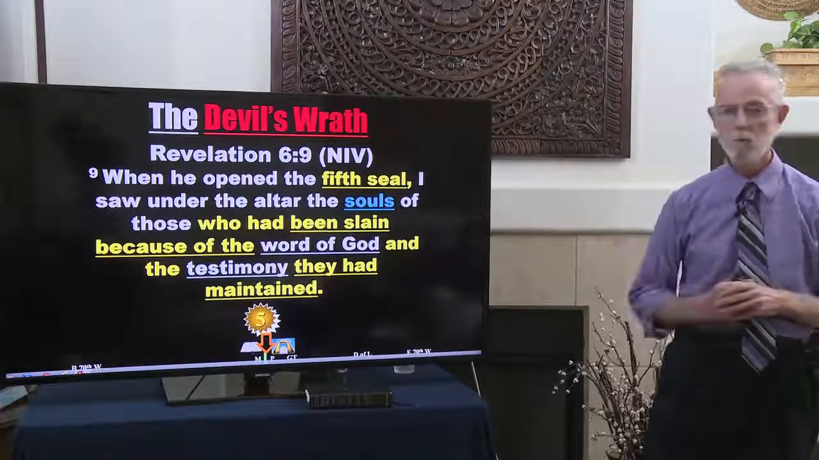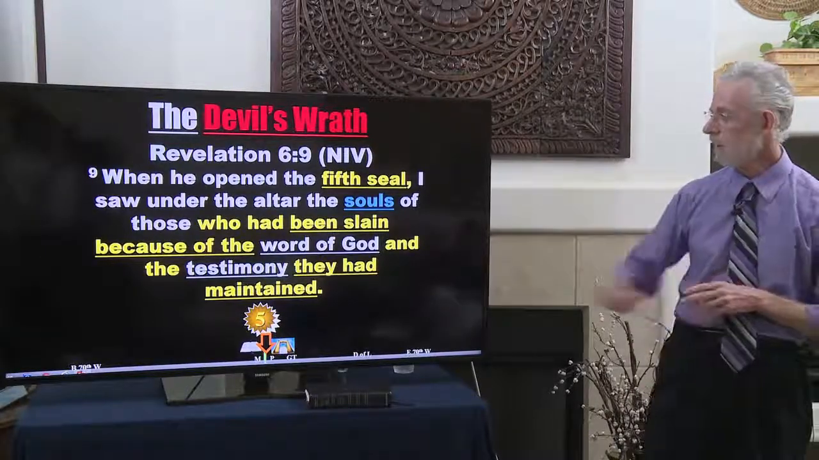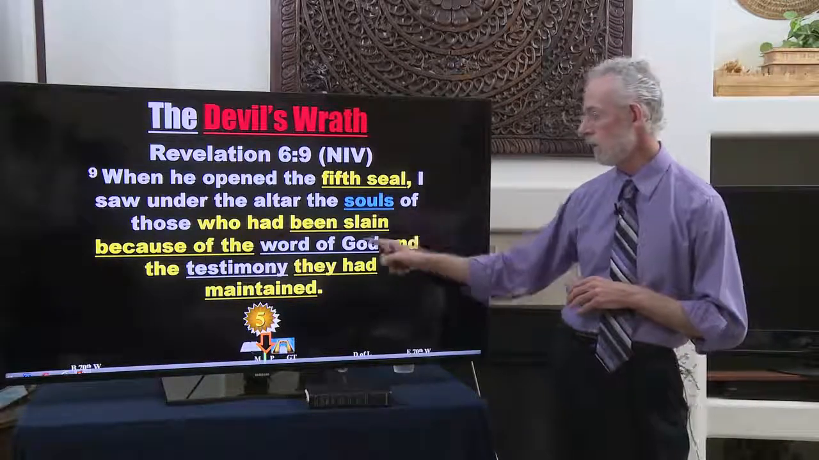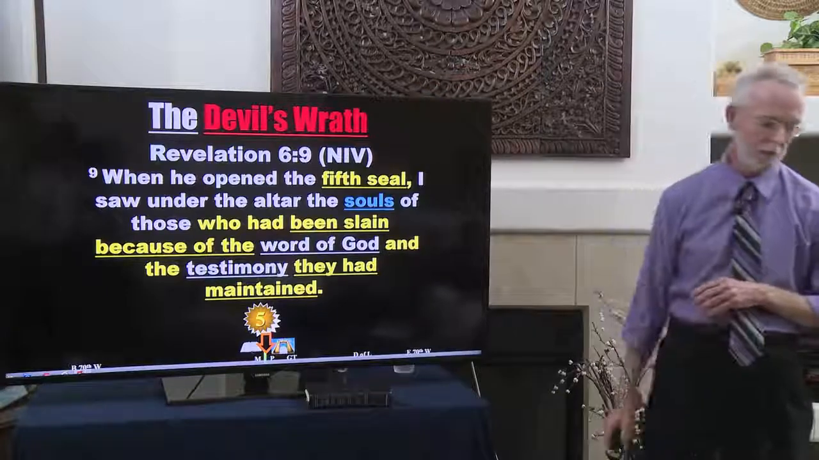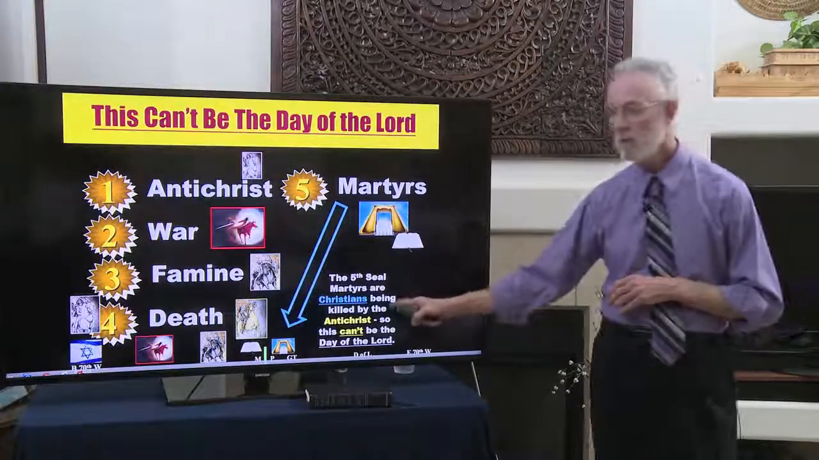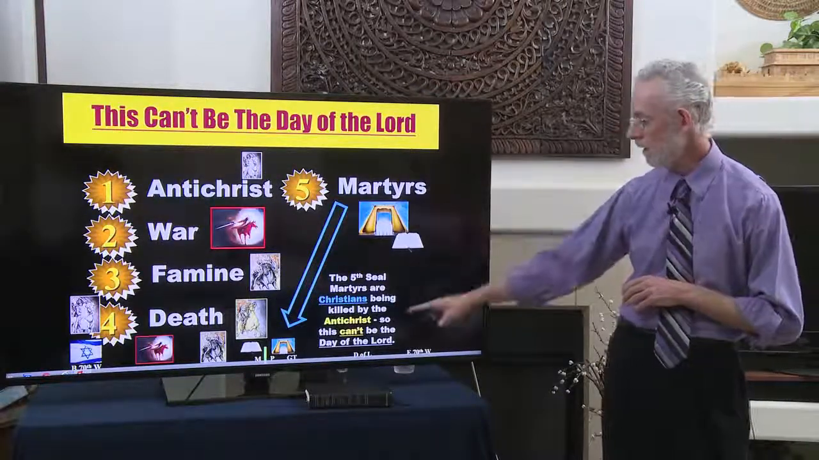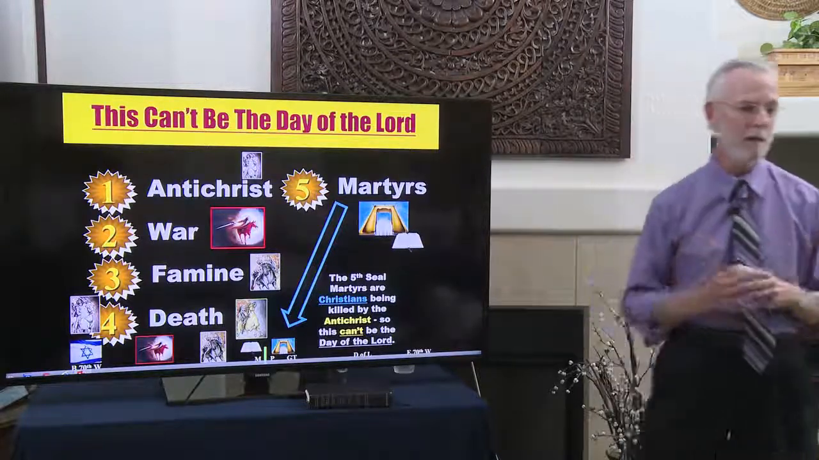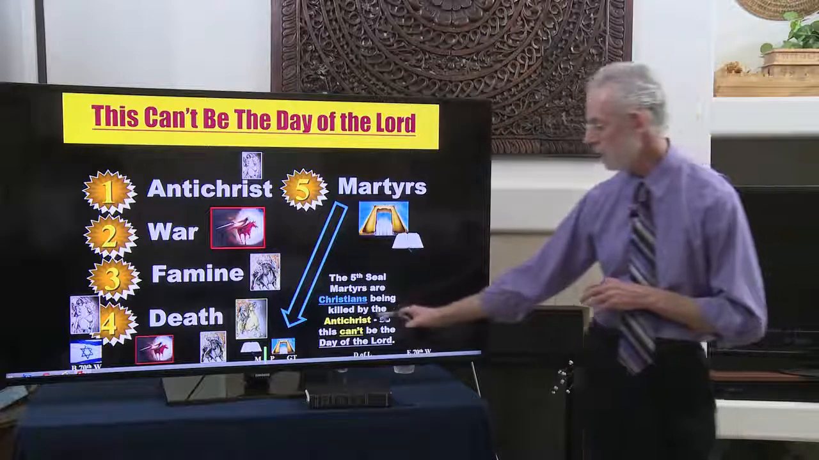And that's what John was talking about with the fifth seal. He said, when Jesus opened the fifth seal, I saw under the altar the souls of those who'd been slain because of the word of God and the testimony they maintained. These are Christians being killed. At the fifth seal, these are Christians being killed by the Antichrist. So this cannot be the day of the Lord. Again, God's not killing his own children.